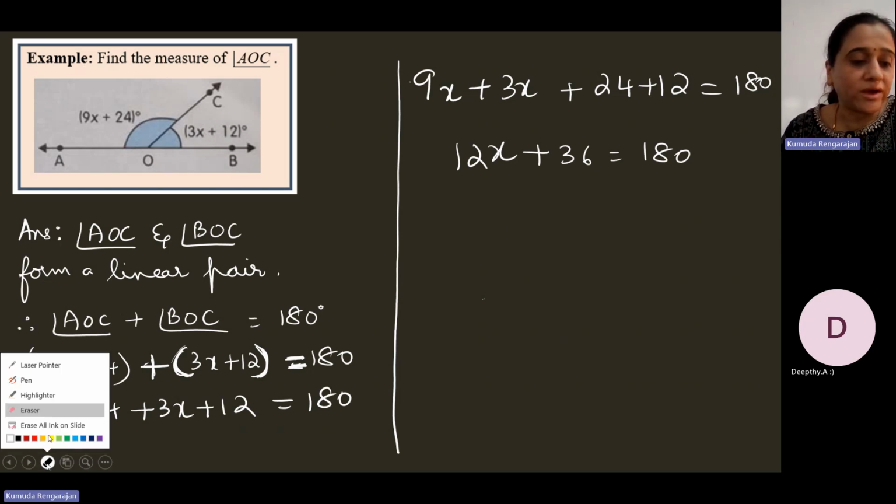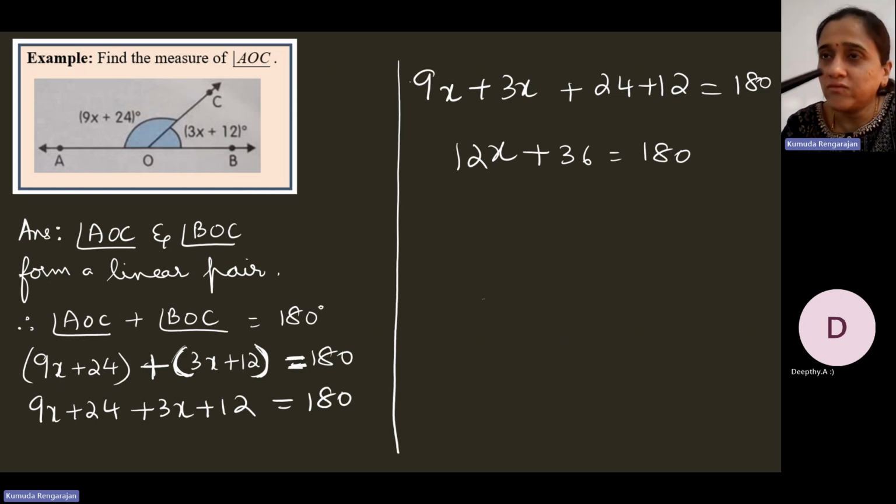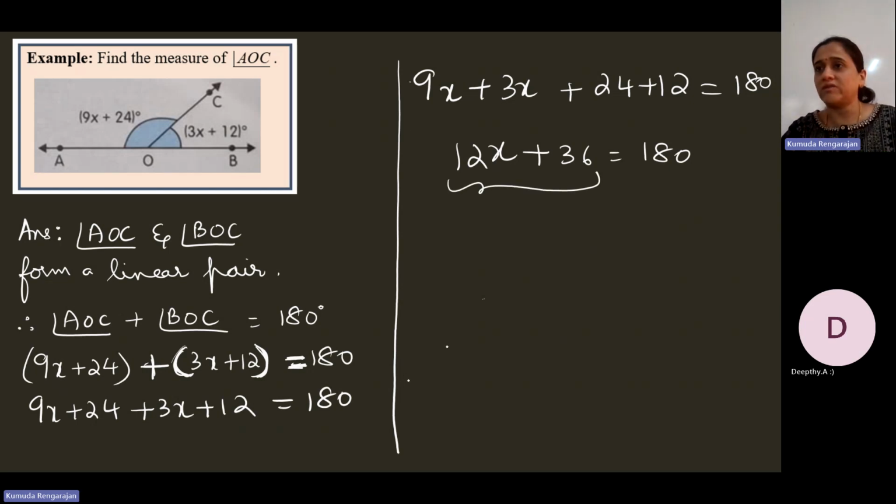So at this point, we have simplified the left-hand side completely. We had two x terms, we simplified. That is, we added them. And then we had two constants, 24 and 12. So 24 plus 12 is 36. Now we can do nothing more with the left-hand side. Nothing more we can do with the left-hand side.